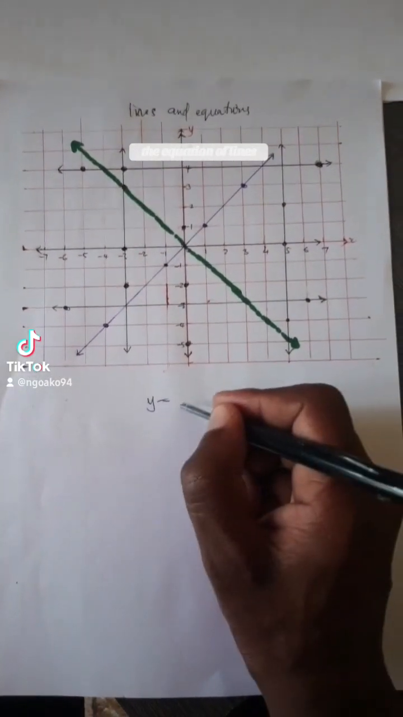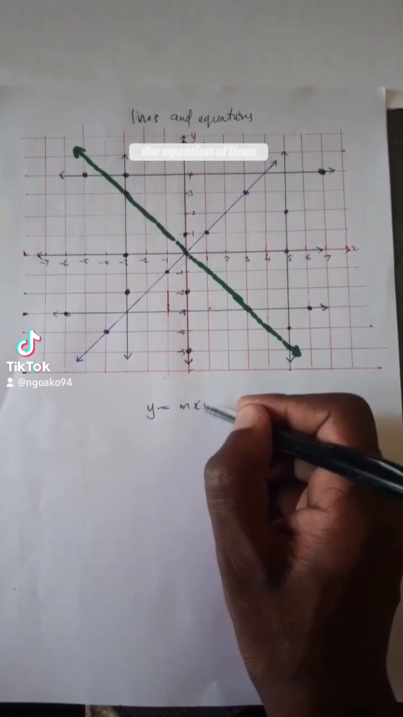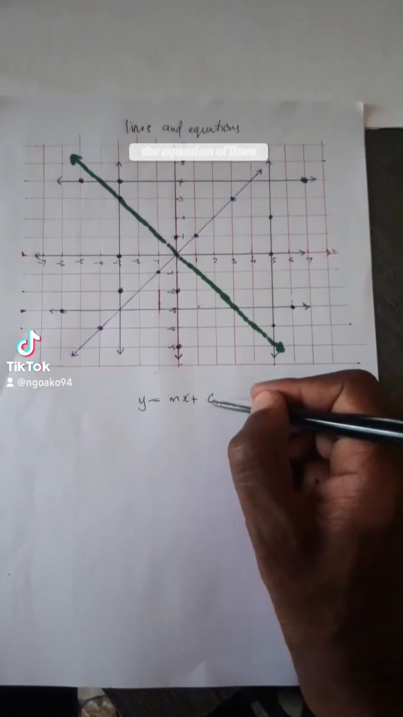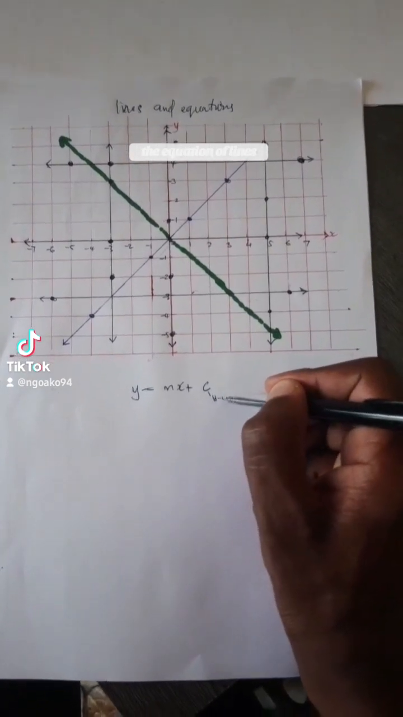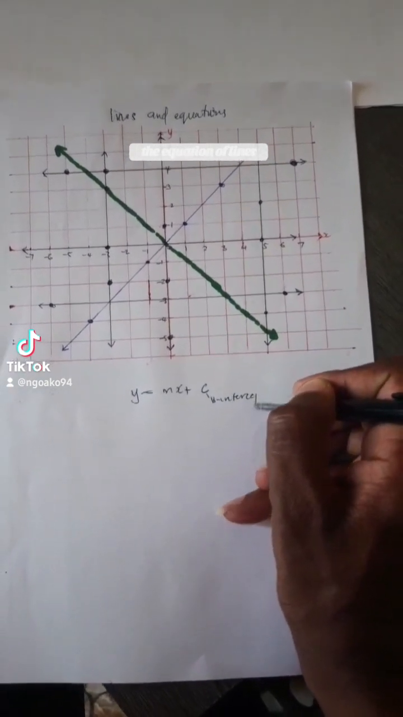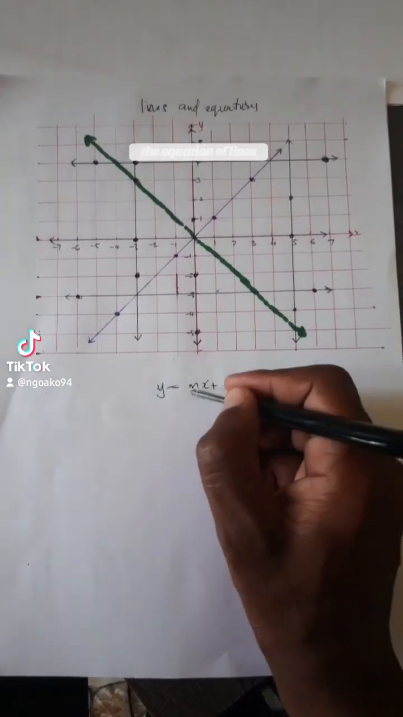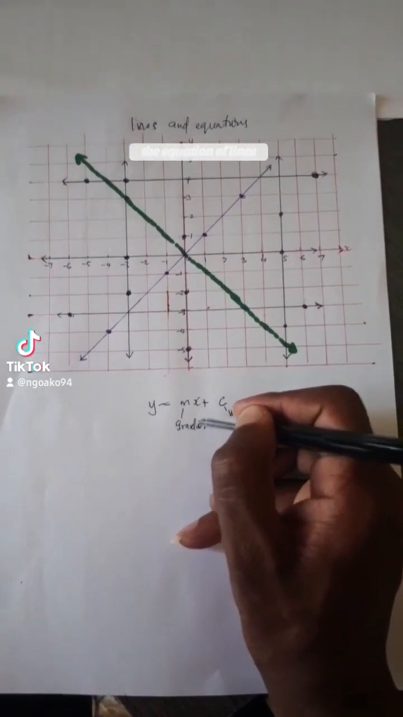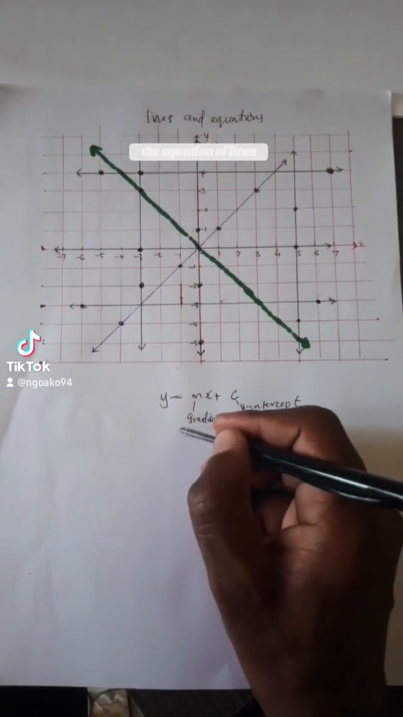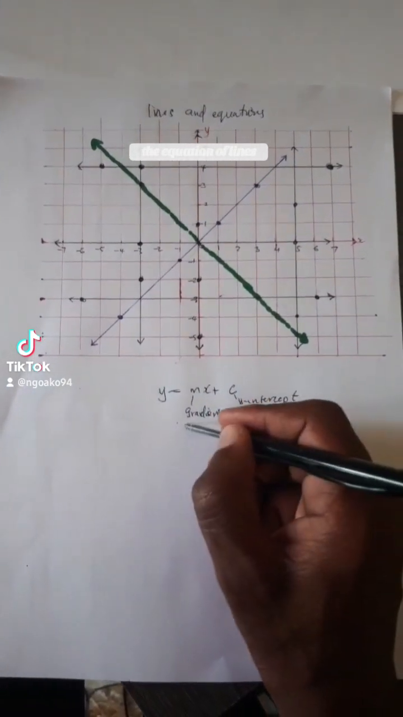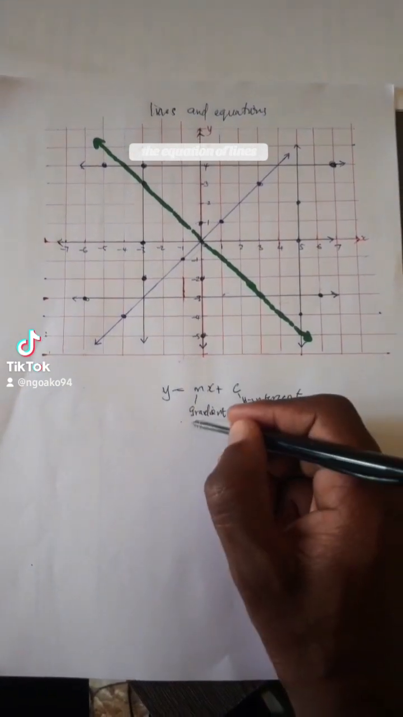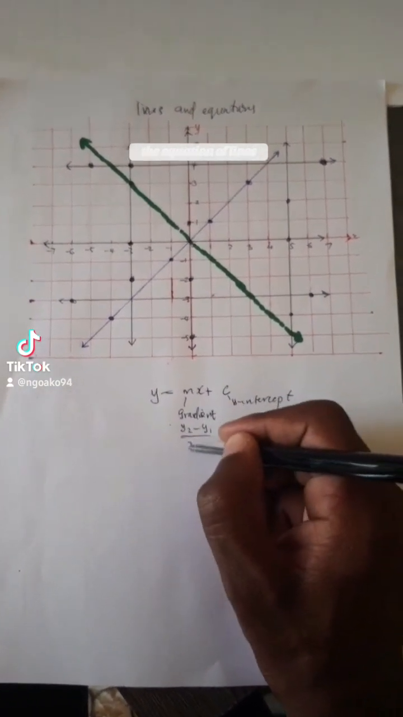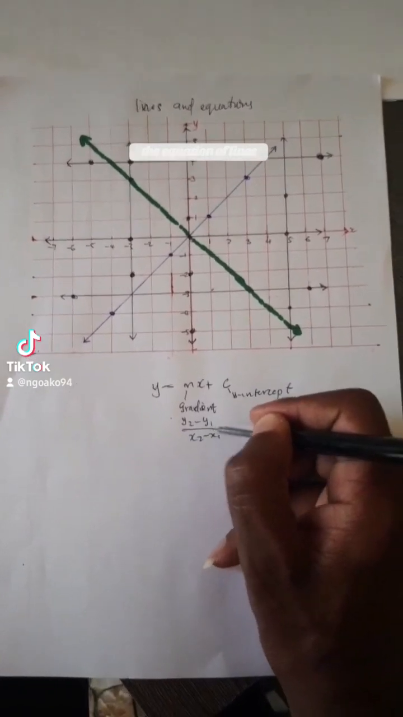The standard one is y equals mx plus c, where c is the y-intercept, and of course m is the gradient. Then our gradient is defined by y2 minus y1 over x2 minus x1.